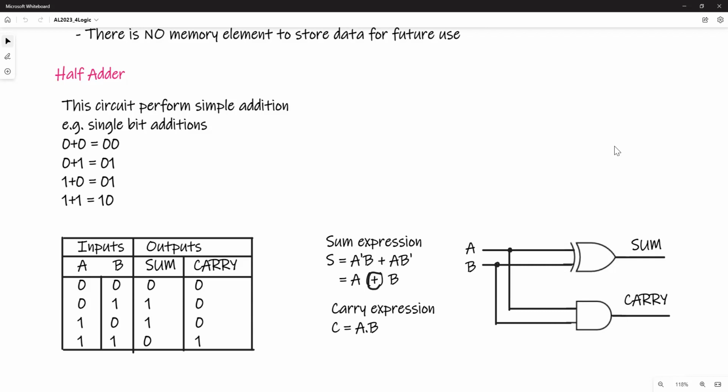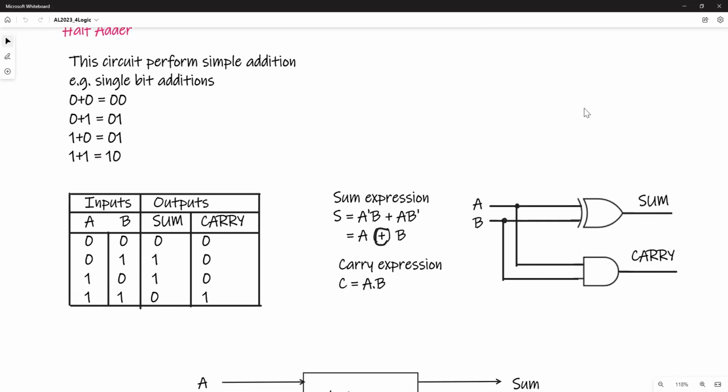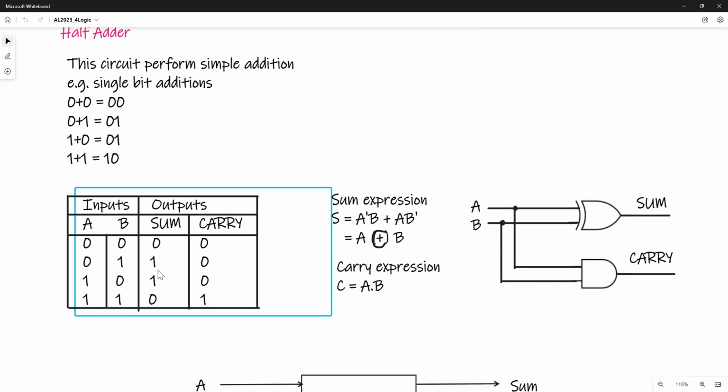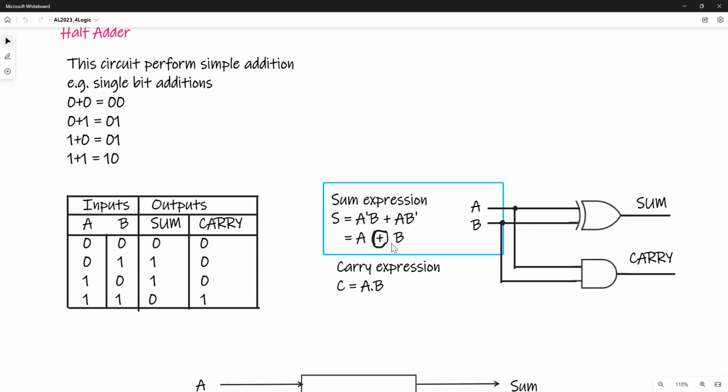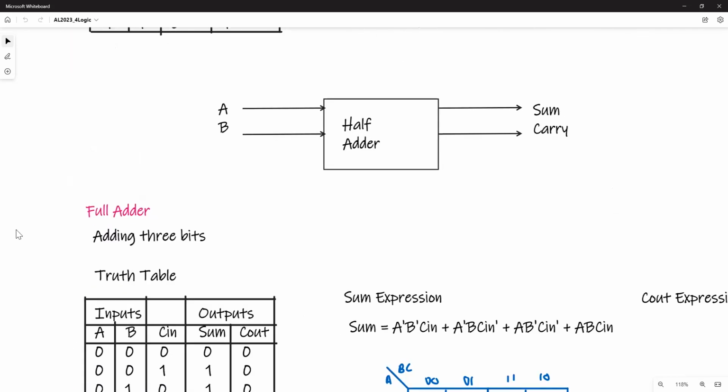So now when you want to identify the expressions for this, we can look at the sum of product terms. So for the sum expression, we will get A bar B plus A B bar. We already know from the theory that this is exclusive OR, so A XOR B. And then for the carry expression, we have only one, and that is A dot B. And the circuit we can represent like this, right? So that is for the half adder.